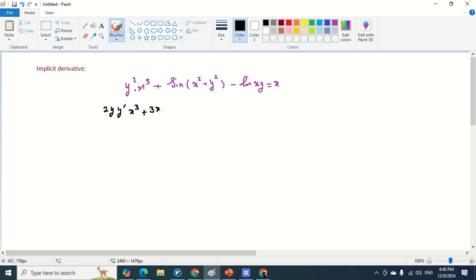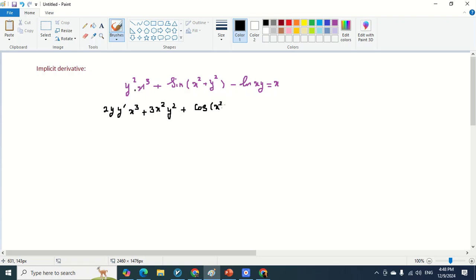So the x prime over here is 1, no need to write x prime over here. So 3x squared multiplied by the first one, which is y squared. Then we should calculate the sine of u. The derivative of sine of u is u prime cosine u. So let me just write the cosine u first, or cosine of x squared plus y squared.